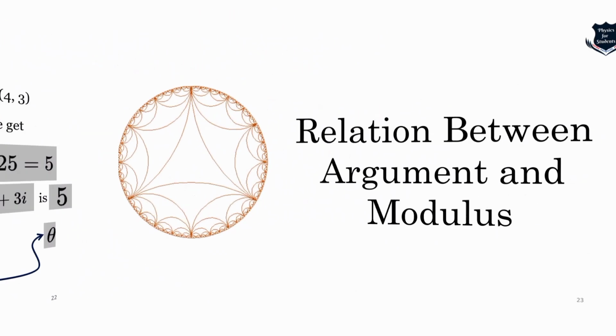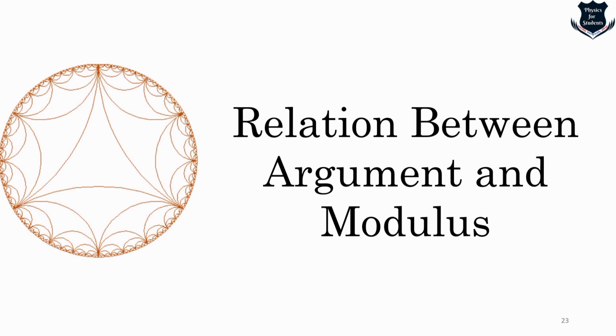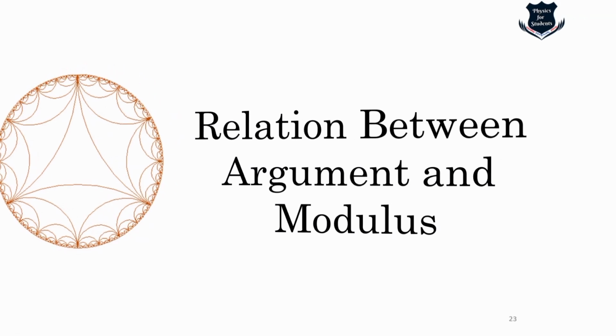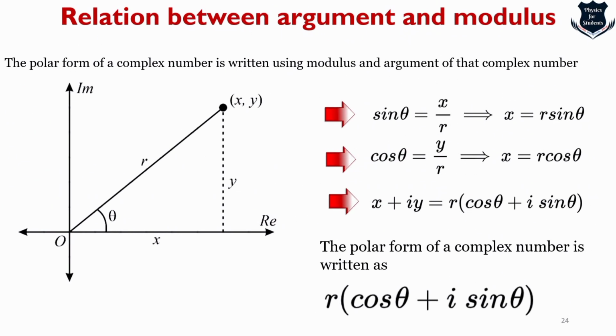Okay, now we see a little bit of the relation between argument and modulus, and this is very important. So I would request you not to skip this part. Here you see that the polar form of a complex number is written using this one.